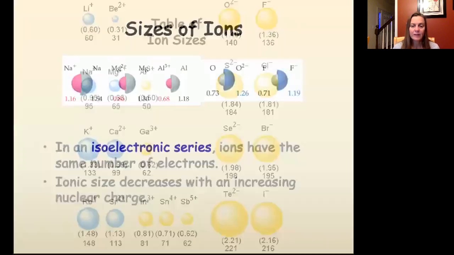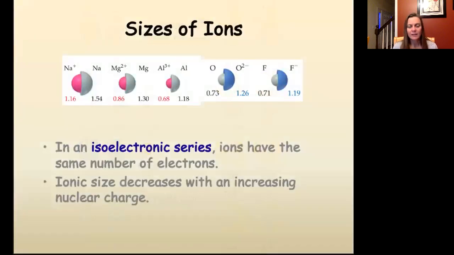So within an isoelectronic series, we have decreasing size with increasing nuclear charge, and cations are smaller than their parents, anions are larger than their parents. And that wraps it up for ions and ionic compounds.